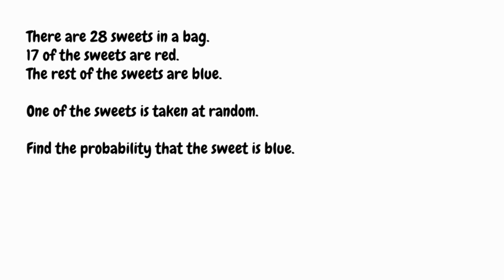So in most cases, when we're working with questions like these, we can express our probability as a fraction. So to find the probability that the sweet taken is blue, first we need to find out how many blue sweets are actually in the bag. Well, we're initially told there are 28 sweets in total, and 17 of them are red. So to figure out the number of blue sweets, I'm going to take the total, which is 28, and subtract the ones that are red. So we're going to take away this 17. So we'd have 8 take away 7, which gives us 1, and then 2 take away 1, which gives us 1. So we now know that there are 11 blue sweets.